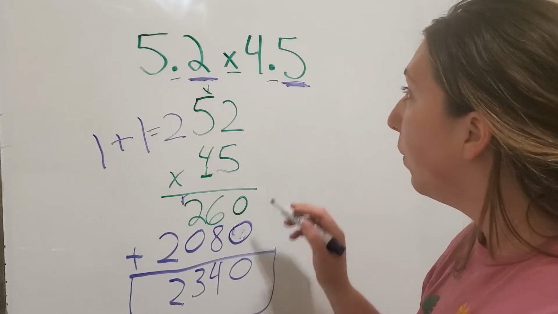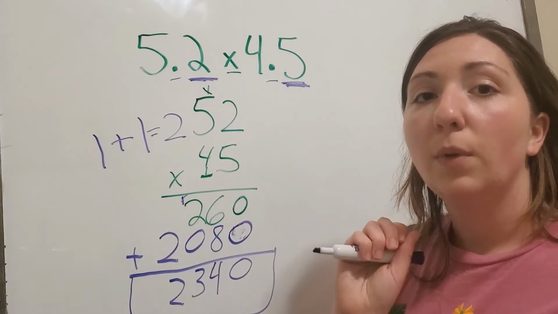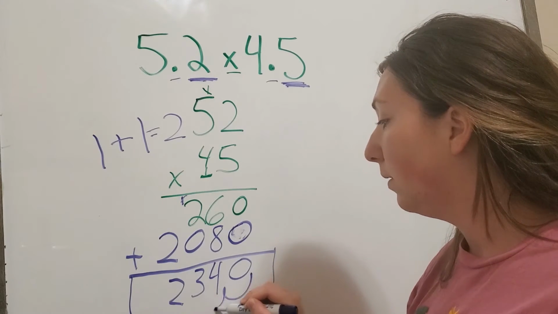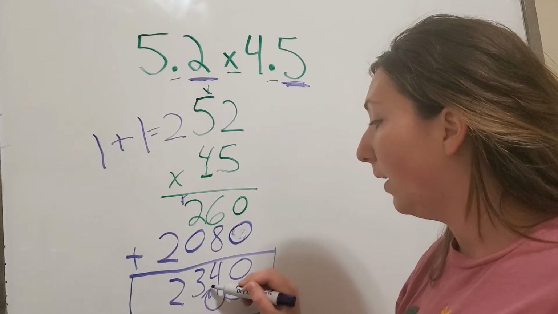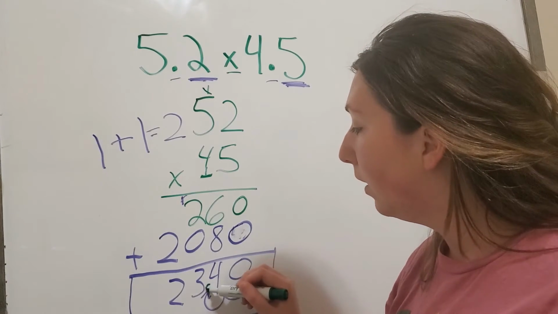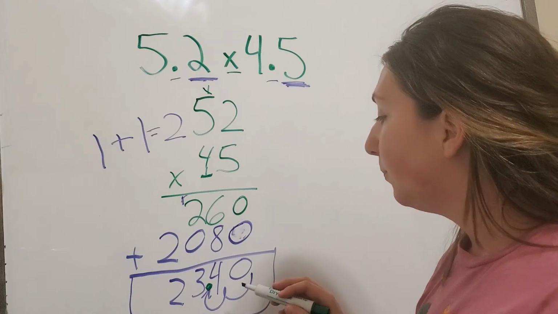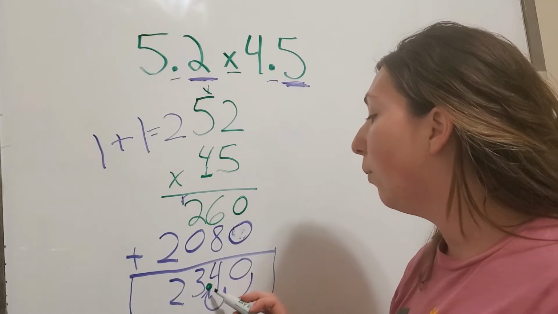Okay? So that tells us that we're going to move our decimal 2 places from the back. 1, 2. Right here. And that is where we're going to put our wonderful decimal point. Okay, so our number is 23.40.